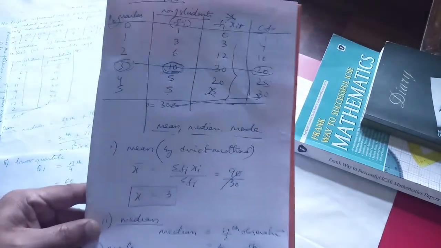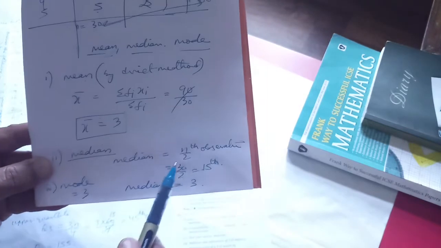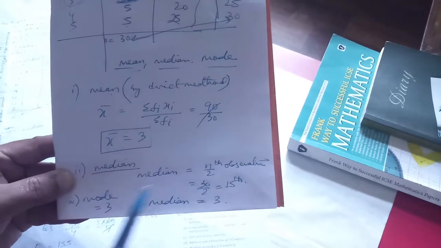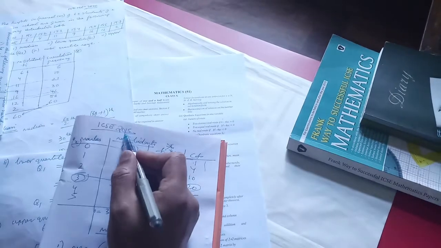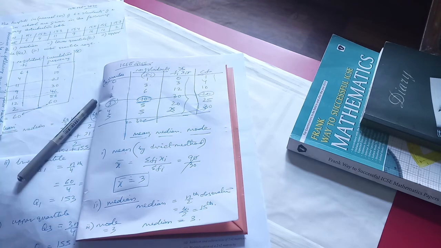So here what we find is all the three, mean, median and mode, all have the same value. This question had come in ICSE 2015. So like that, this statistics is one of the easiest chapters, so you can focus more on this in order to score maximum. Thank you very much. We will continue in the next class.